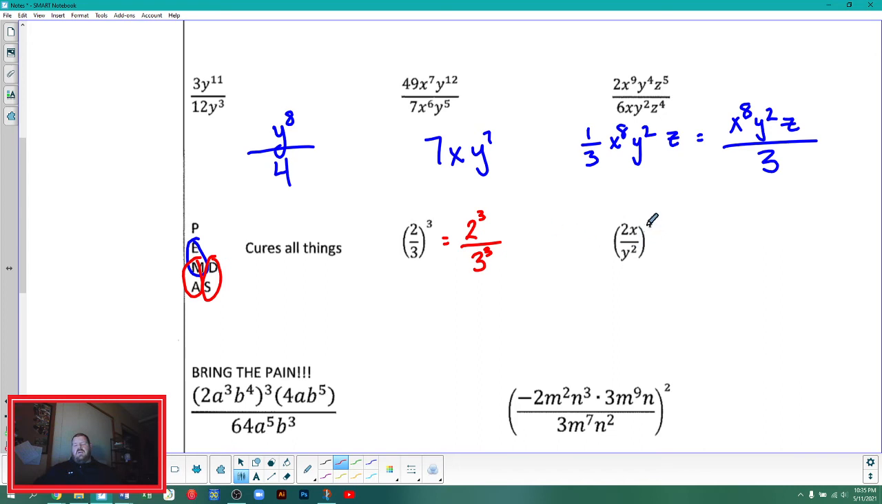And on this one, I still want to do that same thing and think about, all I did there was kind of distribute the 3 to the top and bottom. I want to do that same thing here. Okay, I want to take that 4, put it on the 2, put it on the x, and put it on the y. Now y squared to the 4th power is going to be y to the 8th.